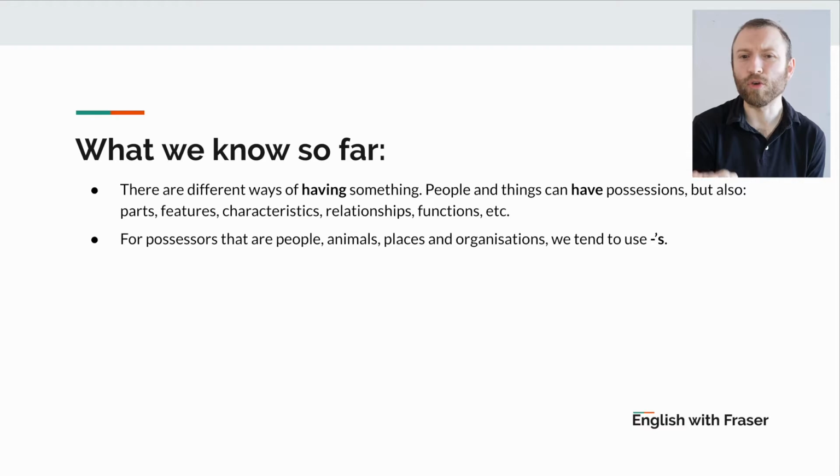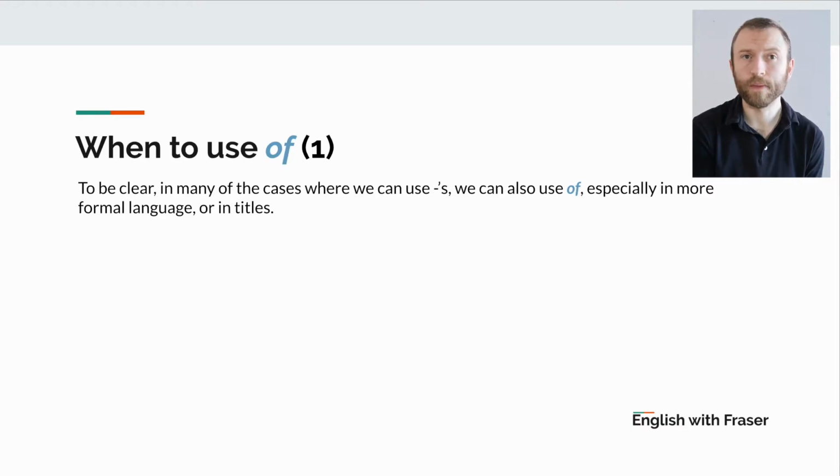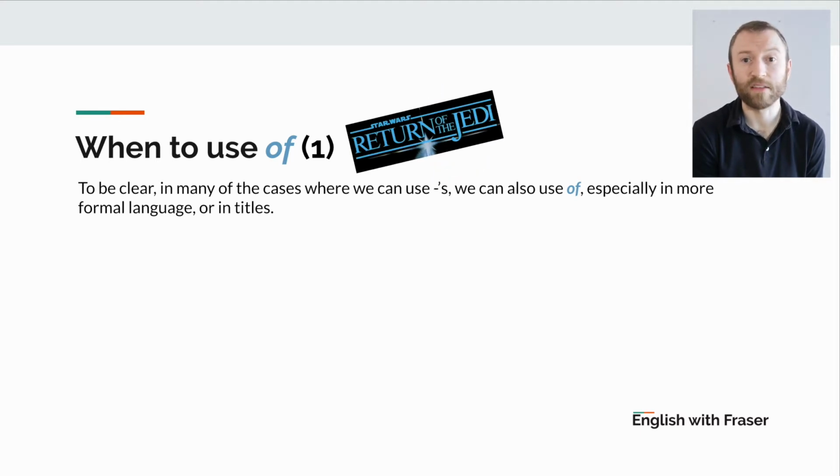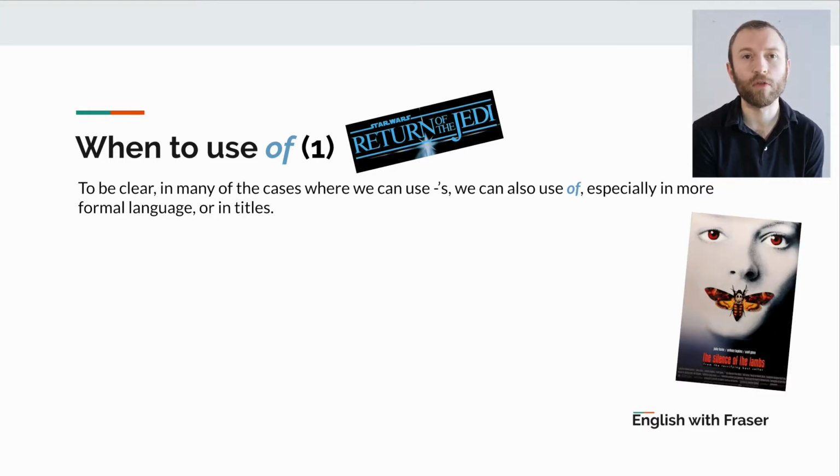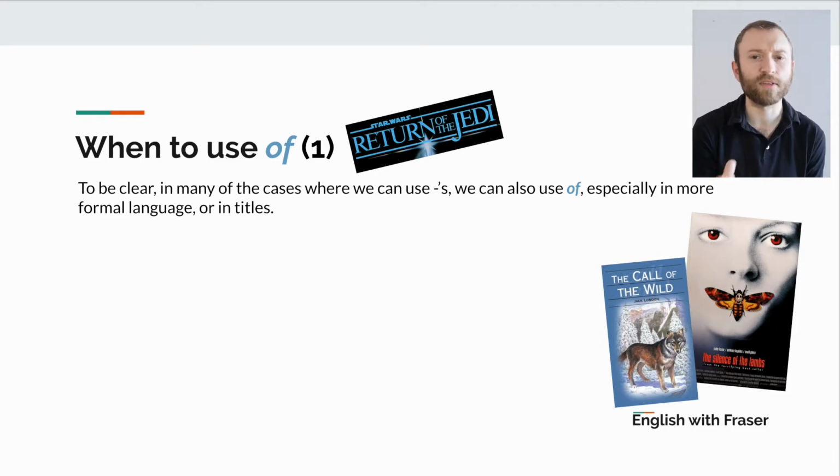So when then do we use the of version? To be clear, in many of the cases where we can use apostrophe S, we can also use of. This is true especially if it's in more formal language, and also in titles. So we have things like the Return of the Jedi. It's not the Jedi's return, it's the Return of the Jedi. Similarly, the Silence of the Lambs or the Call of the Wild. In titles of movies, books, etc., it's more common to use the of structure.